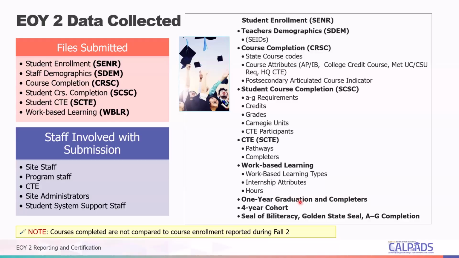And as I mentioned, end of year 2 will also now include the 1 year graduation and completers count, which will identify students who are graduates and completers in this current reporting period. Even though it is not directly reported, this collection will also contribute to the 4 year cohort since some of the student enrollment information will be attributed to the 4 year cohort collection. Your SENR will also include the Seal of Biliteracy, the Golden State Seal, and the A-G completion indicators.